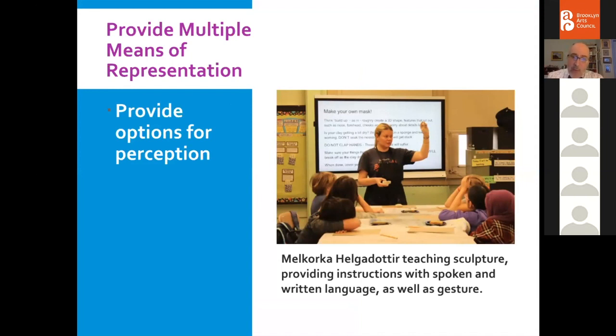Here we have one of our teaching artists, Gorga Helga Dautrer, who is teaching sculpture, and you can see that she's providing instruction in multiple ways. She has a screen that has instructions, and then she's speaking, and she's demonstrating. She may even have had a handout with the same instructions that the students could have had as well.